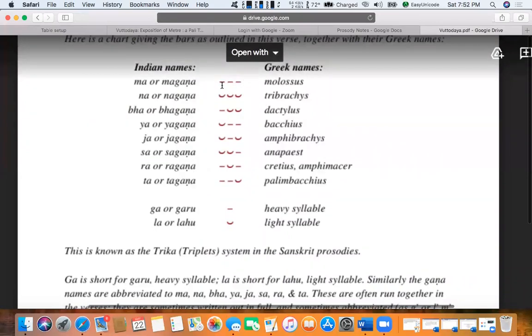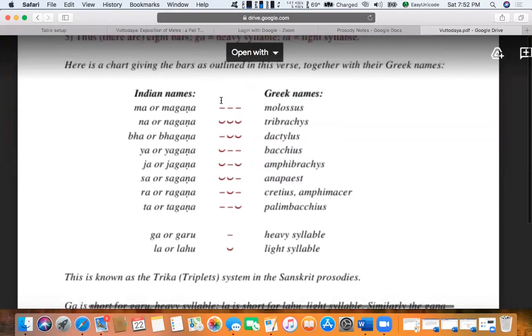These symbols are in the Western form. This straight line in our tradition, in Vuttodaya, is used for a short syllable. Okay? The straight line is the symbol to denote the short syllable. So here, in the first one, three straight lines mean 3 short syllables.